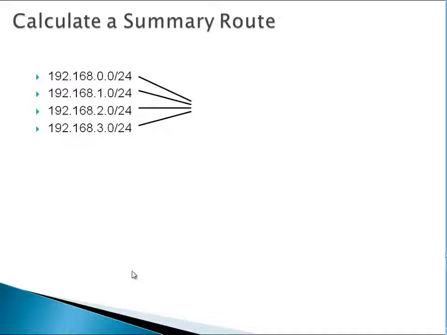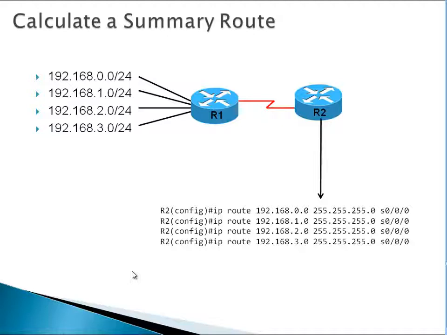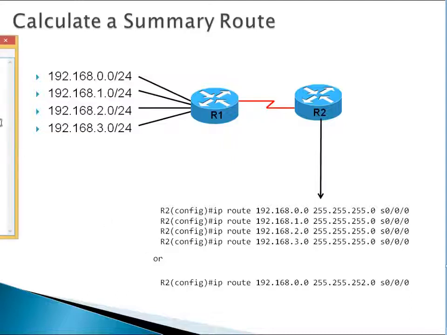For example, say that we have these 4 networks: 192.168.0.0/24, 192.168.1.0/24, 2.0/24, and 3.0/24. We can send them to the neighbor one by one, or the neighbor can create a static route for each network, saying IP route this network, add this interface, and so on. Or the neighbor can just say one route, IP route 192.168.0.0, with this mask, send it out of this interface. This will create the same summary route. Okay, so now we're going to learn how to create these summary routes.